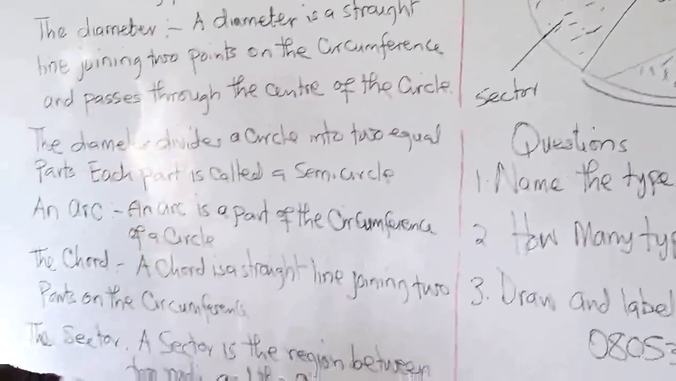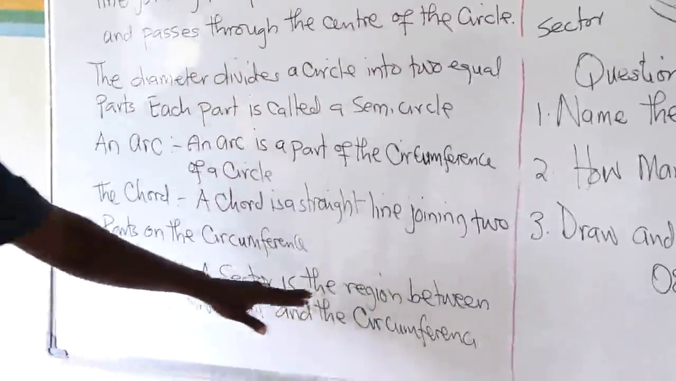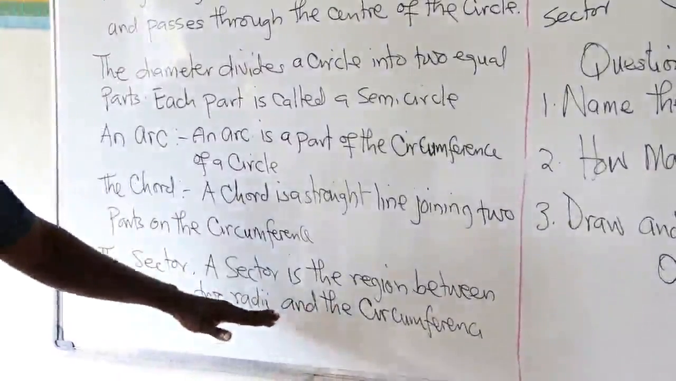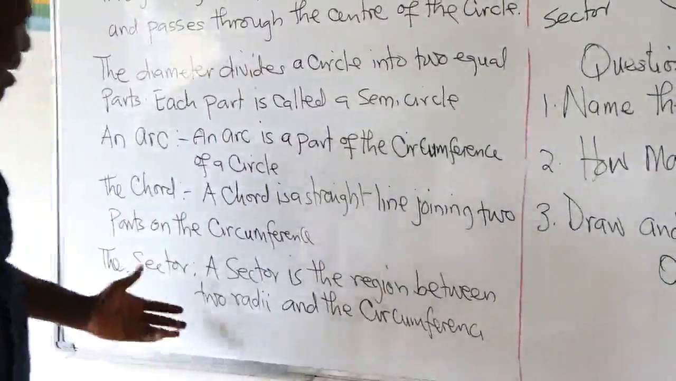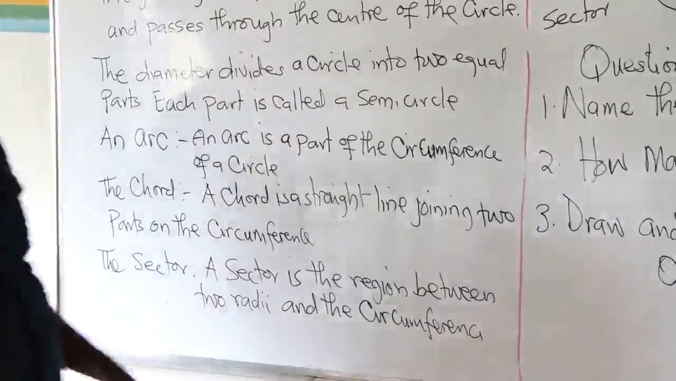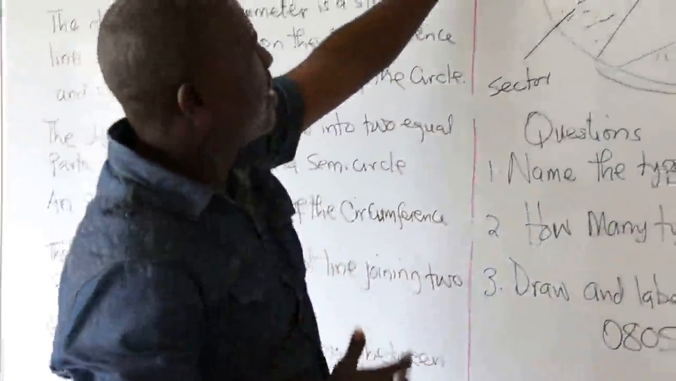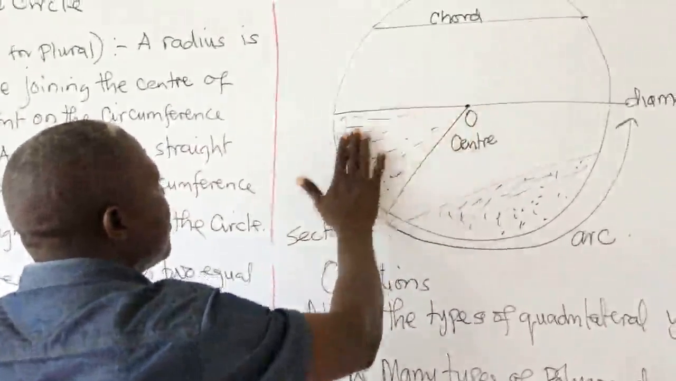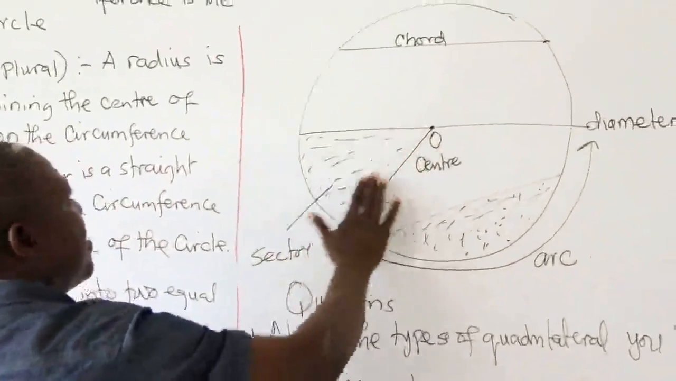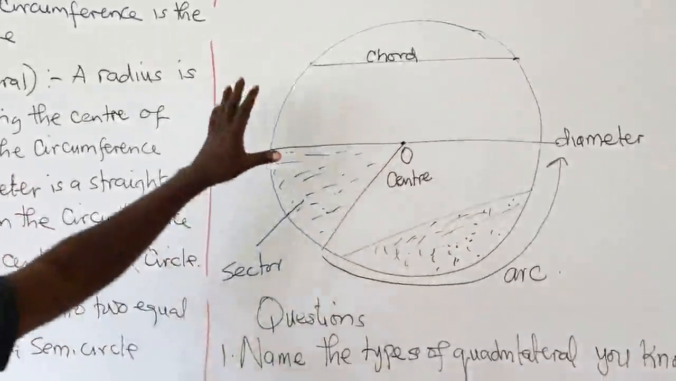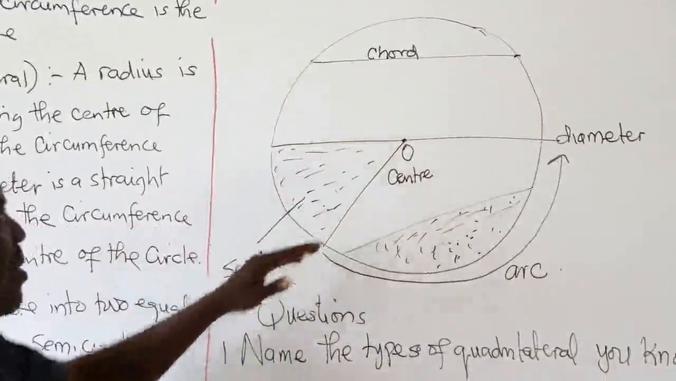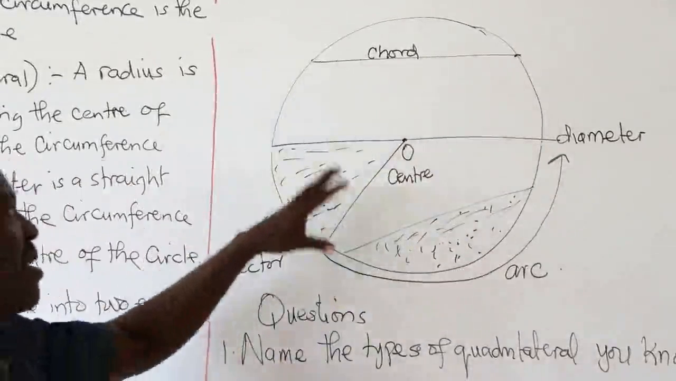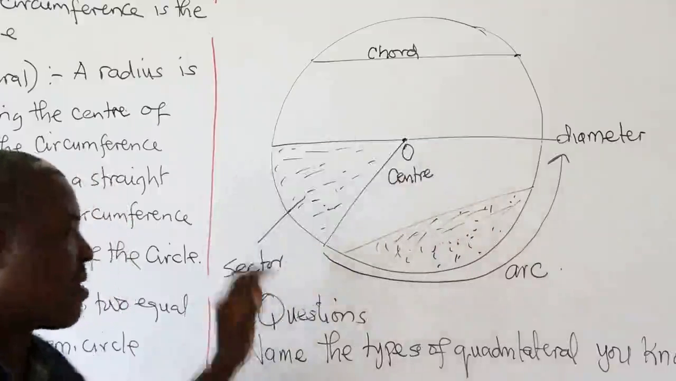The sector. A sector is a region between two radii and the circumference. Two radii and the circumference. Now look at this. This is this. This is this. Now look at what we refer to as a sector. This is what we refer to as a sector. So by the time you know all these things, you must be able to describe a circle.